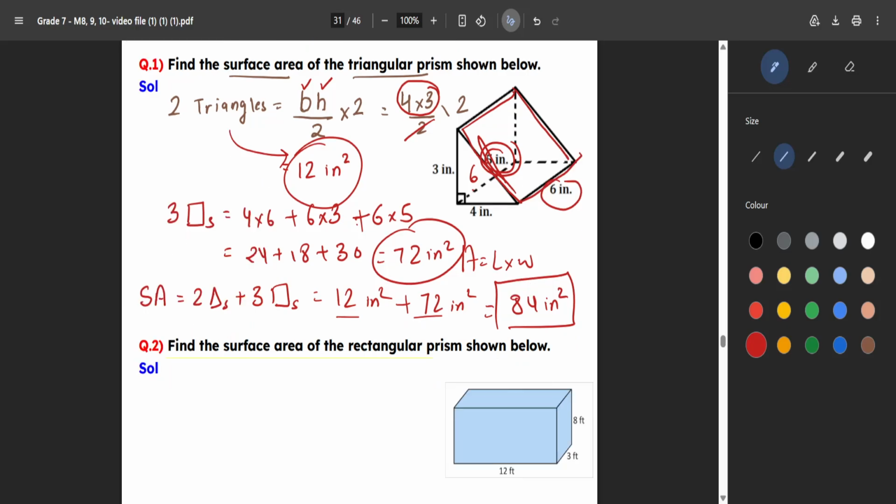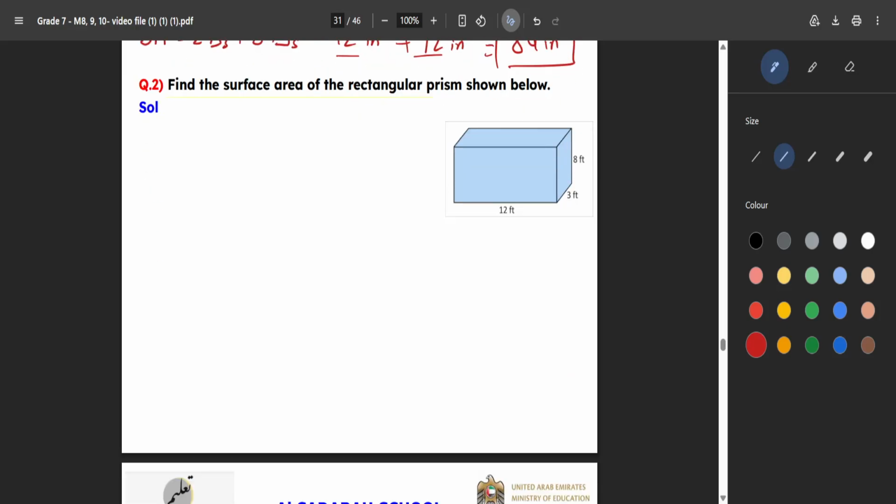Okay. Next, find the surface area of the rectangular prism. For the rectangular prism here, the length is given 12, the width is given 3, and the height is given 8 feet, correct? So feet, feet, feet.